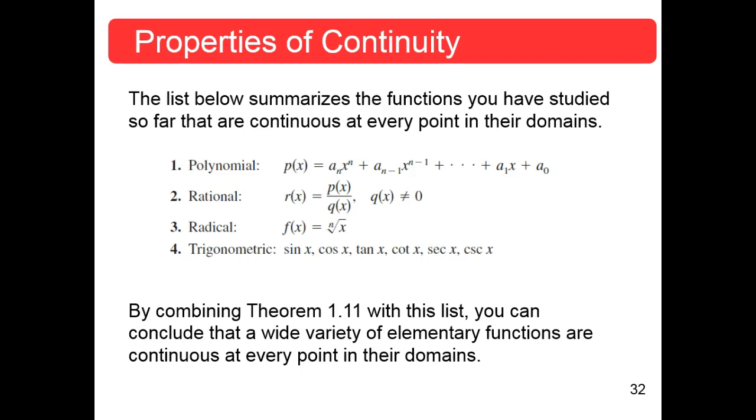So you can multiply a polynomial by a sine or cosine, continuous everywhere. You can do a rational function times a radical function as long as this is met, and if n is even, these are not negative. So you can mix, match, add, subtract, multiply, divide, as long as all the domains stay legitimate.